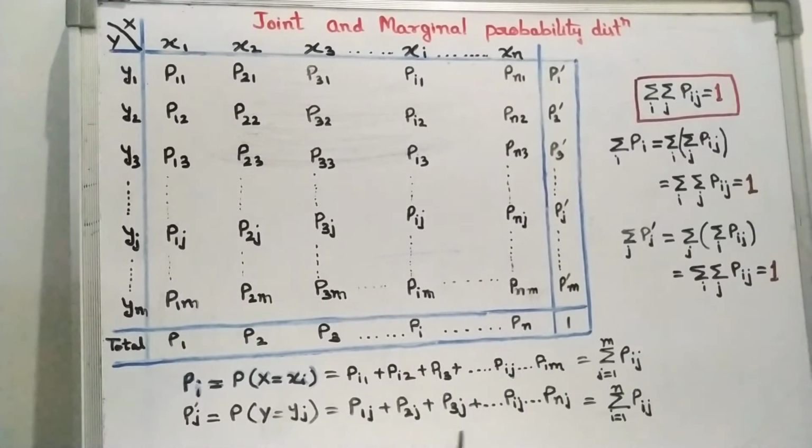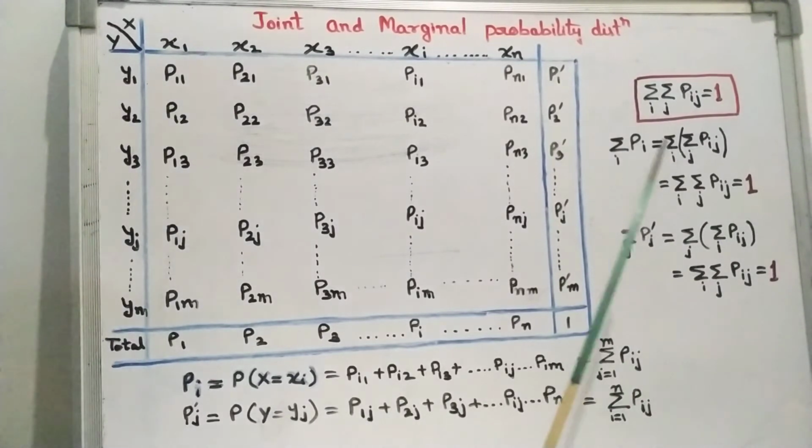okay. So we add these, so again we can write it in summation form, summation of i goes from 1 to n, because here j is fixed, i is variable. So i goes from 1 to n pij. So we get pj dash probability in this way, summation of pij where i goes from 1 to n. So hope it is clear.